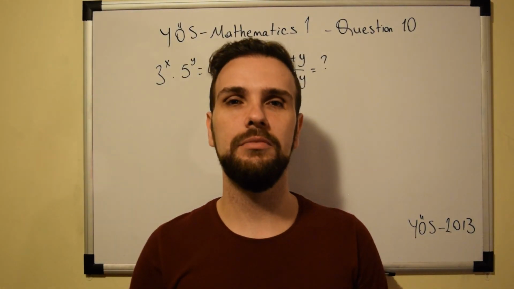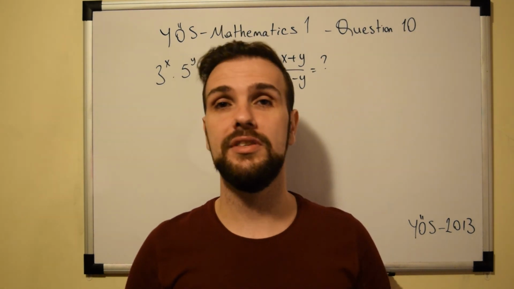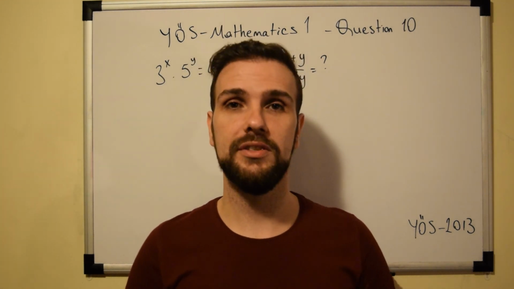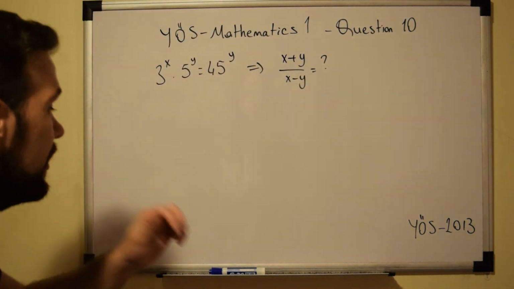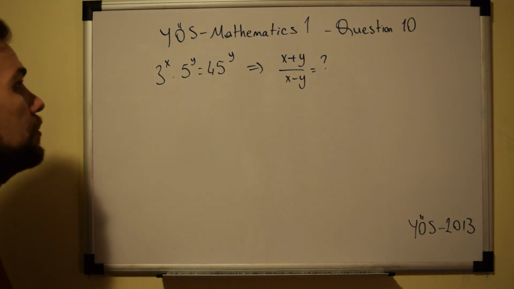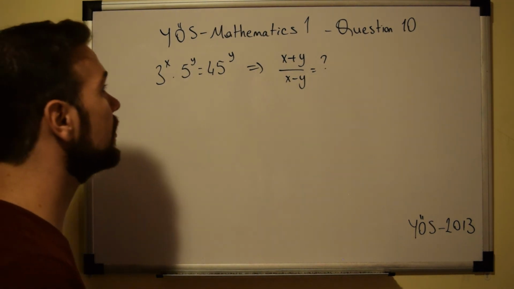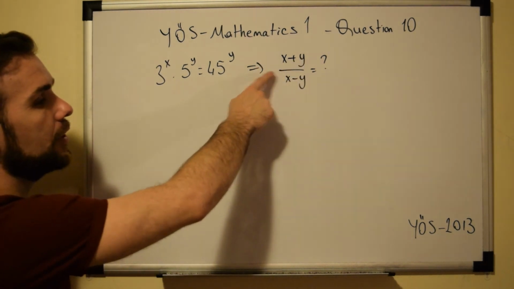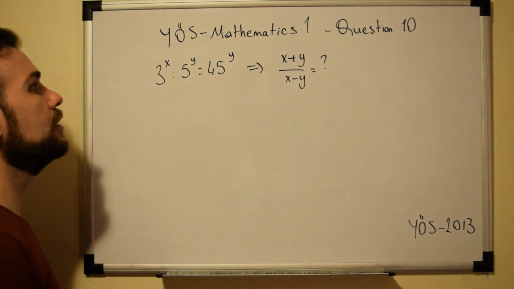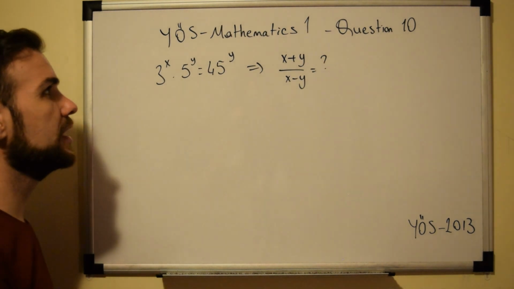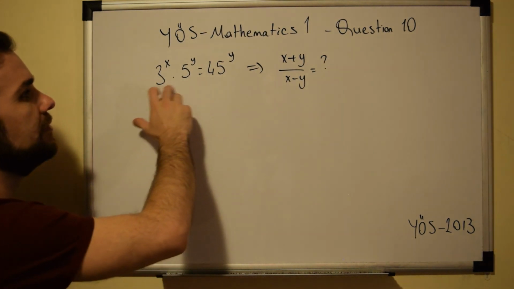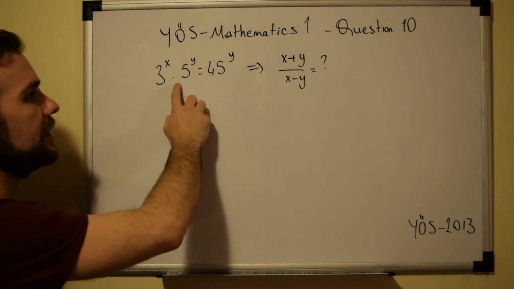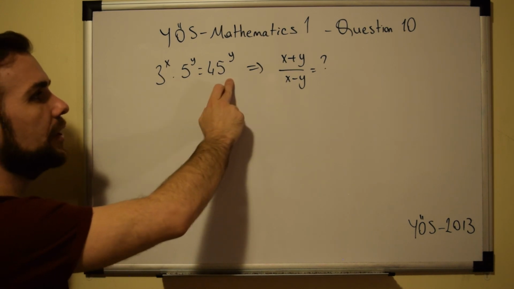Greetings everyone, and welcome to question number 10 of YÖS examination mathematics 1 section. In this question we have 3 to the power of x times 5 to the power of y, which is equal to 45 to the power of y. And we are asked the value of x plus y over x minus y. So we are dealing here with exponents. But we have different bases here. We have 3 and 5, and here we have 45.